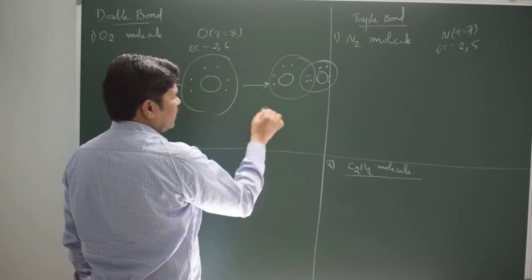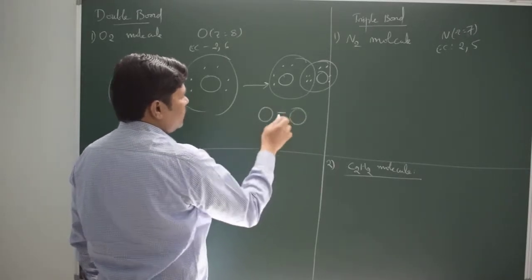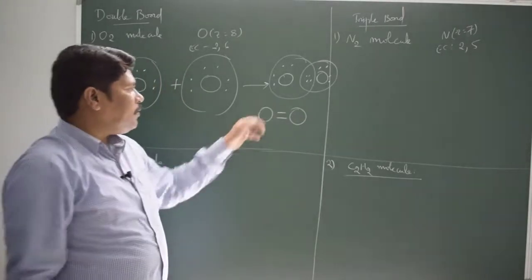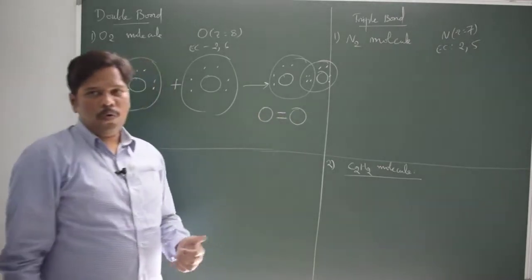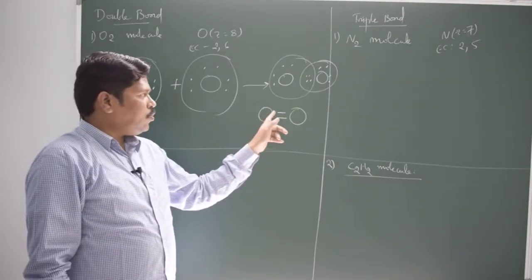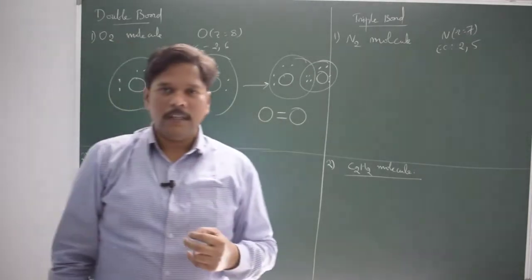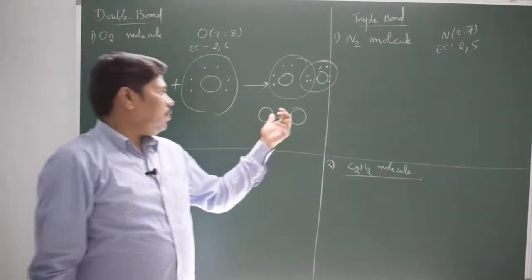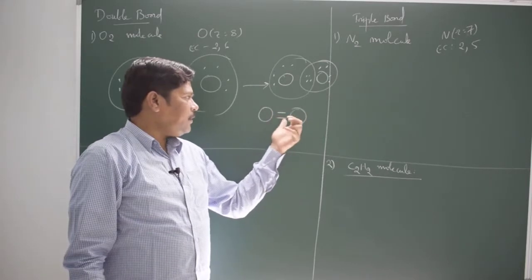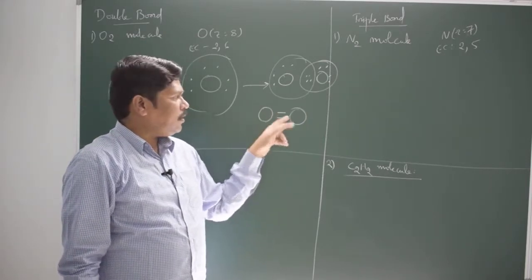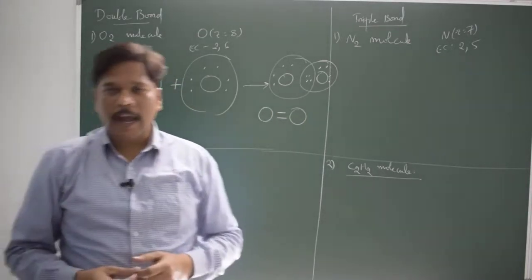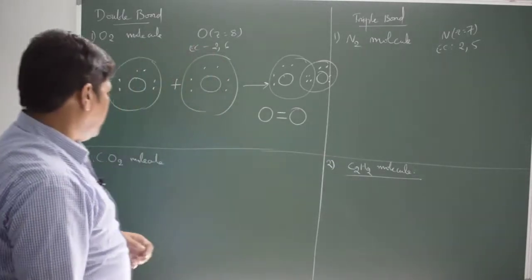So when we are representing the molecule, we are going to write it like this. The double bond is represented with 2 short lines. In the O2 molecule, this represents 2 shared pairs of electrons, 2 pairs of electrons being shared between these. So one shared pair, second shared pair. So 2 electrons will be contributed by each atom which participates in a double bond.